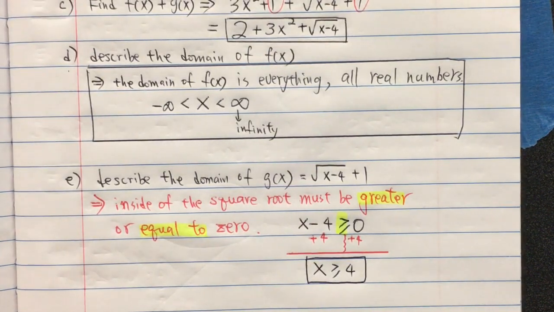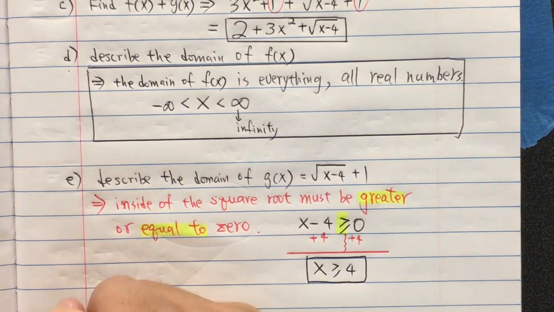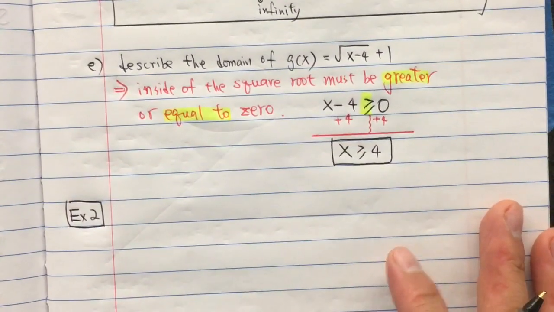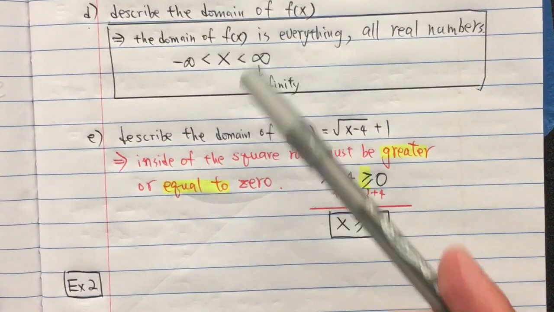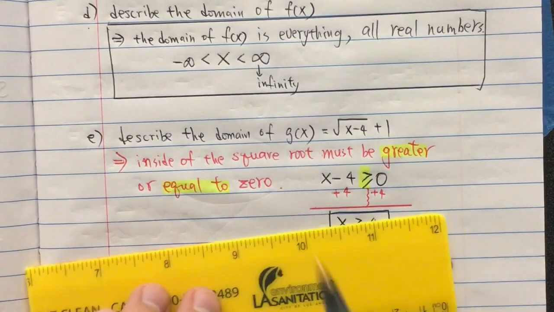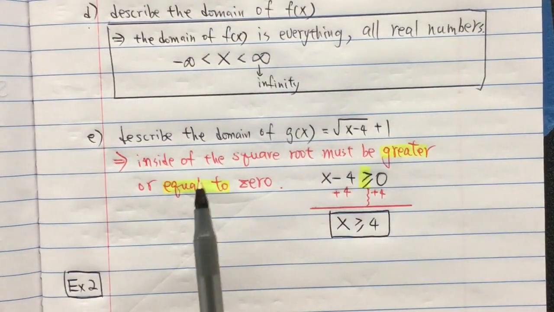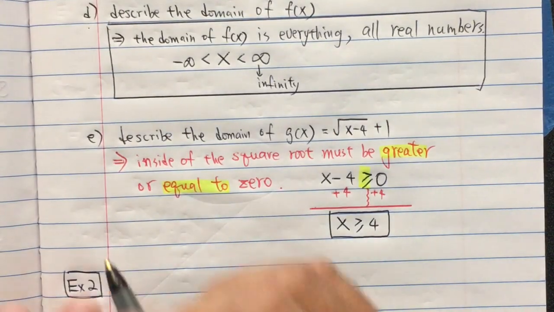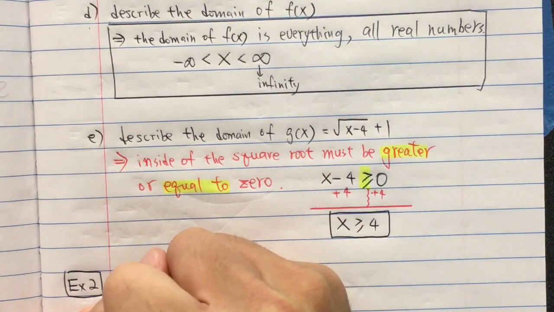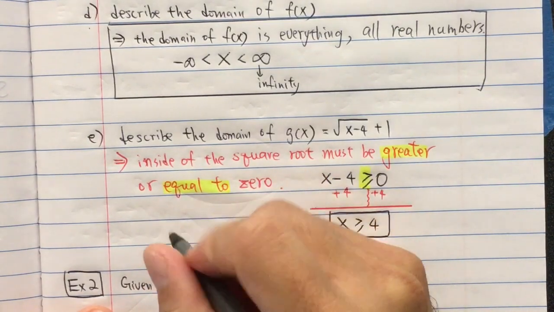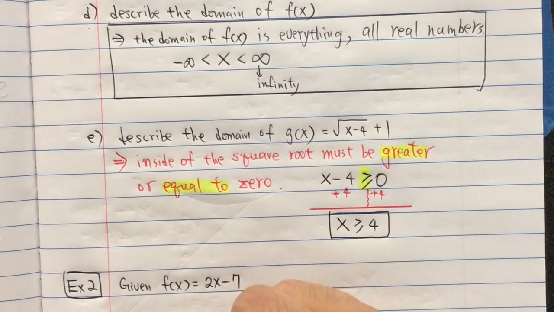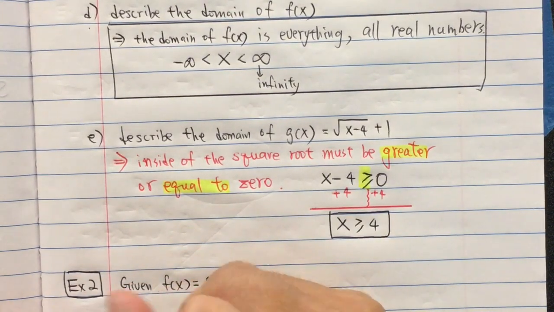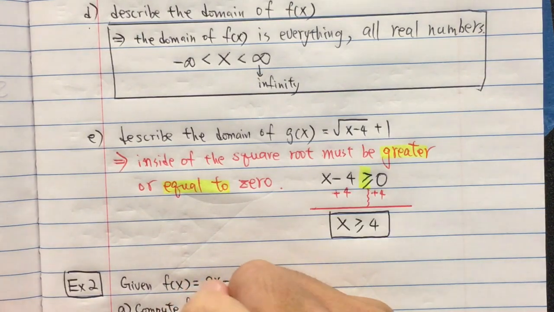Okay, question 2. Question 2 should be easy. Now let's see question 2. Again, notice the domain of g of x and f of x is a little different, right? So this is the key difference. Now, one more. Given f of x is equal to 2x minus 7. Now look at question A. Compute f of 0.